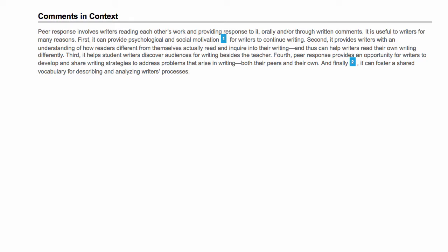So this blurb focuses on the benefits of peer review for writers. It talks about social and psychological motivation. It helps writers understand audience. It helps students discover audiences beside the teacher, and then an opportunity for writers to develop their problem solving strategies. It's also about building a shared vocabulary for working with writing. So these are all benefits that are about writers getting feedback.